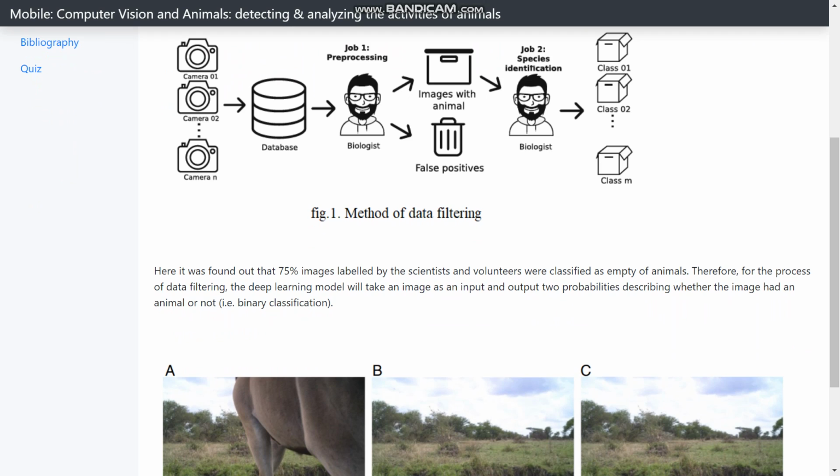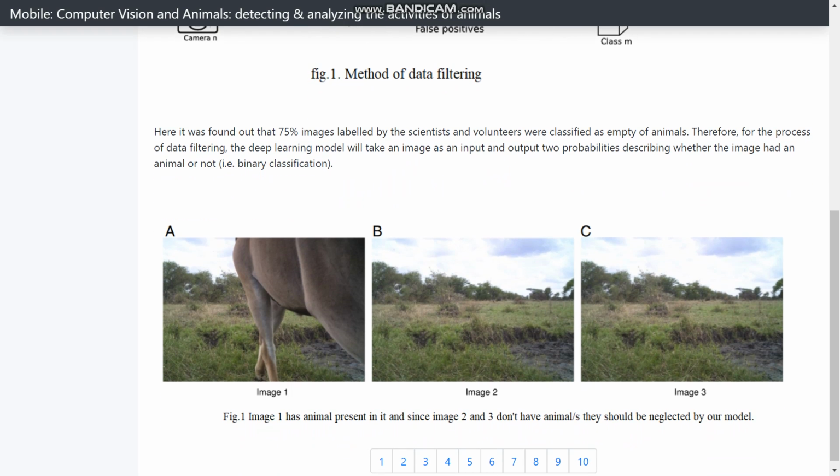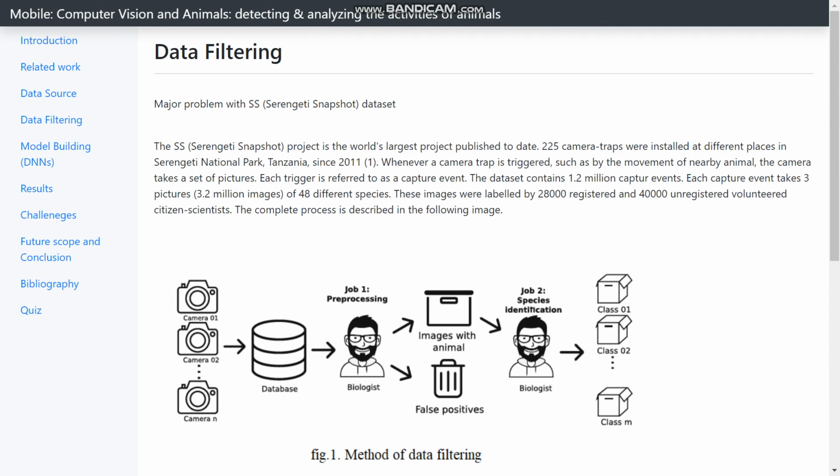Therefore, for the process of data filtering, the deep learning model will take an image as an input, and it will output two probabilities describing whether an image contains an animal or not. This is a binary classification problem. Here are some examples of those images. The first image contains an animal, so it should be labeled as containing an animal, and the other two don't contain an animal. So let's move forward to the model building.